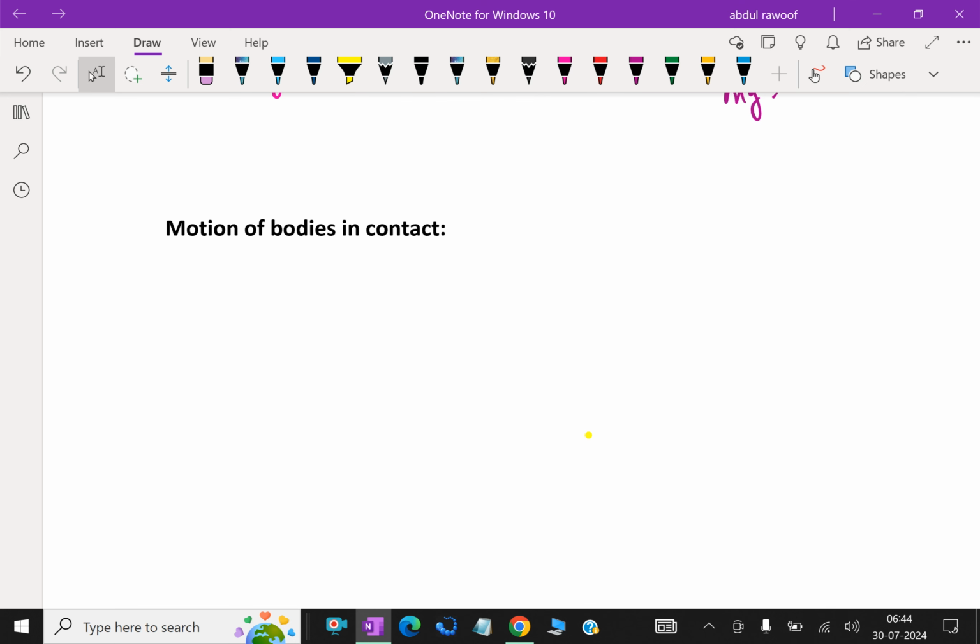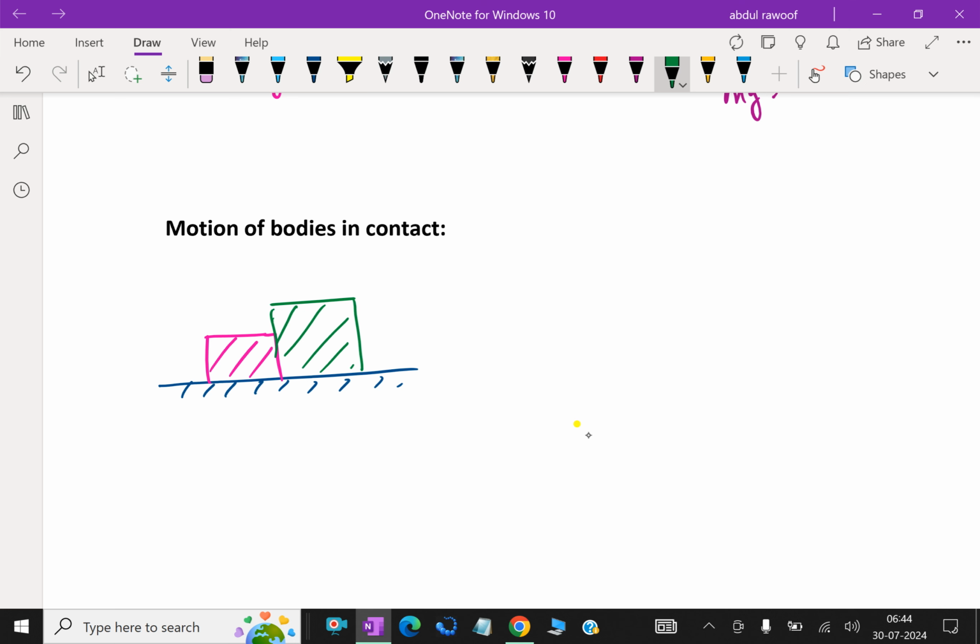Next one, motion of a body in contact. Suppose, look here, on a horizontal surface there are two bodies resting in contact with each other. A force F is applied, pushing block A, then block B, with mass M1 and mass M2. Between them there is a contact force.